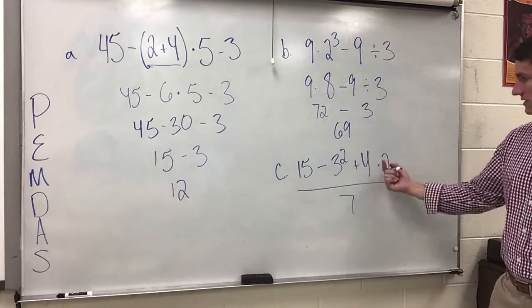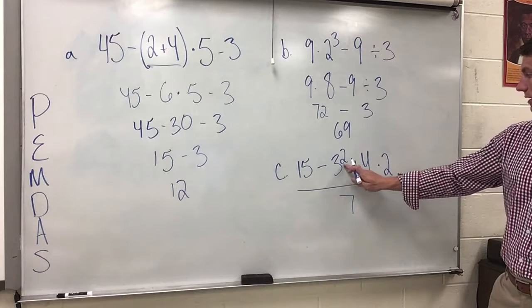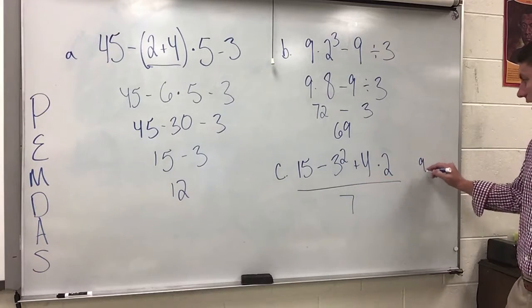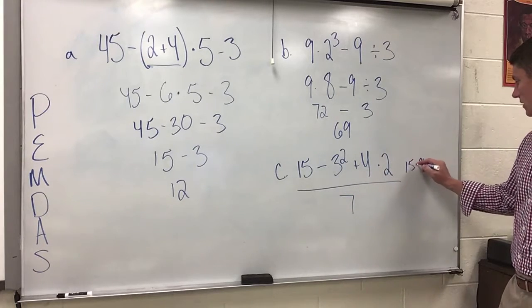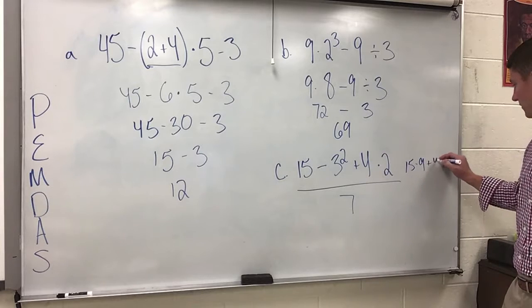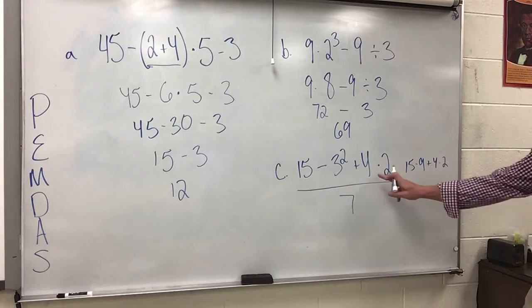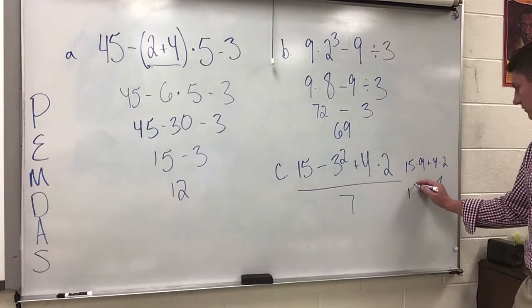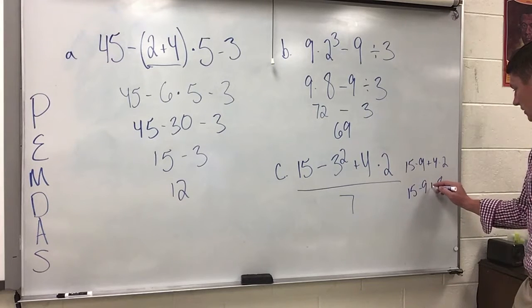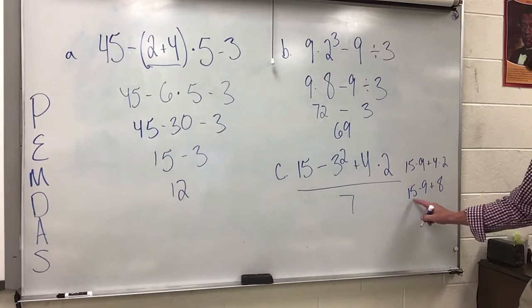No more parentheses, but we do have an exponent. 3 squared is going to give me 9. I'm going to rewrite this. 15 minus 9 plus 4 times 2. We would say 4 times 2 is 8. So I get 15 minus 9 plus 8.